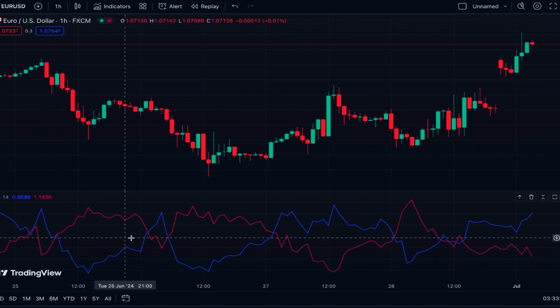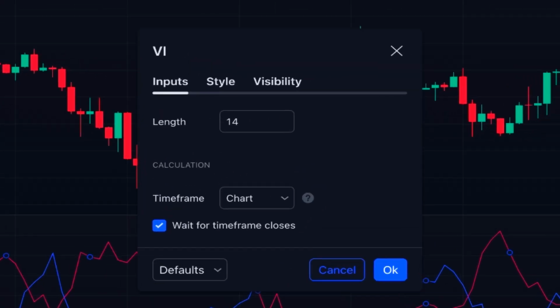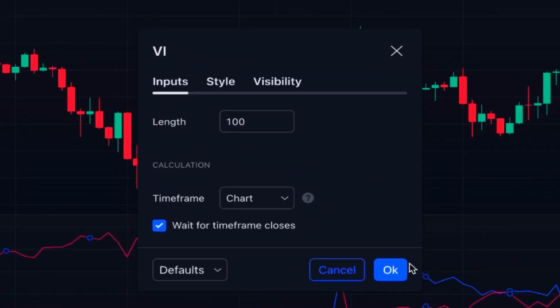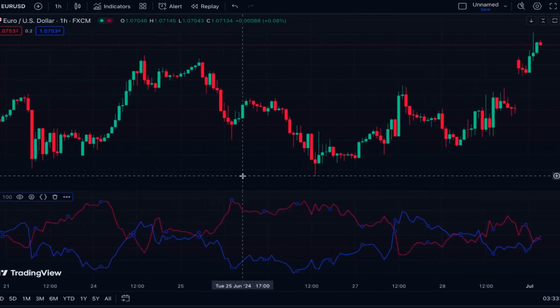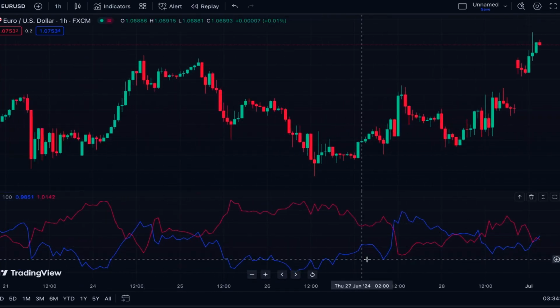But you can see that we have many false signals. And even if we go to the settings of the indicator and give the length a higher value like 100, you can see that we still have an unusual number of false signals. This is because of the calculation of the positive and negative lines, which are inherently very noisy, and this makes it not a very good indicator for evaluating momentum and finding reversal points of the market.